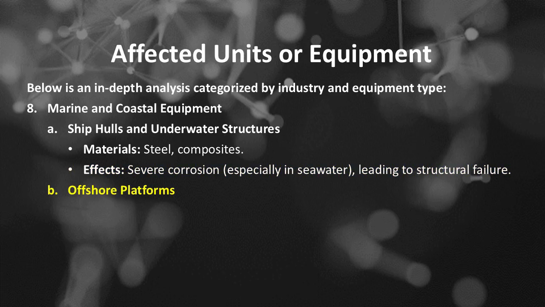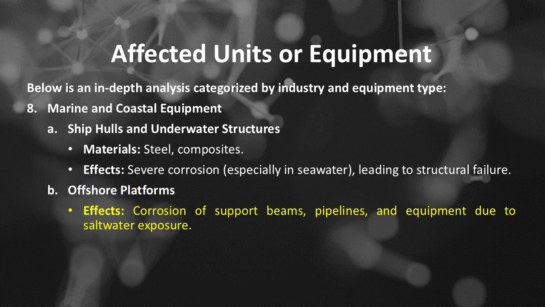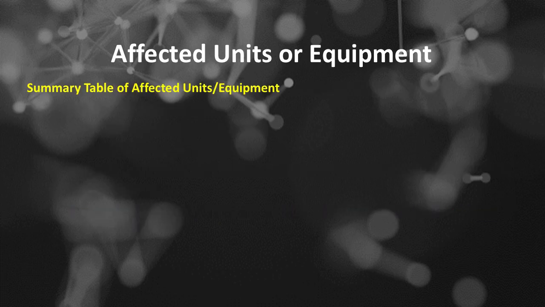Number B of marine and coastal equipment is offshore platforms. Effects: corrosion of support beams, pipelines, and equipment due to saltwater exposure. Here is the summary table of oxidation damage mechanisms and affected units or equipment.